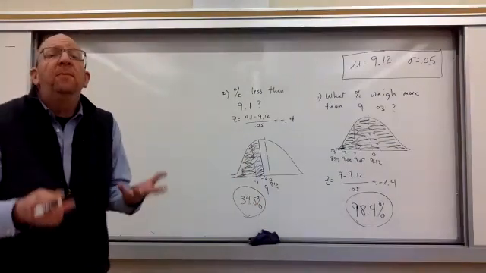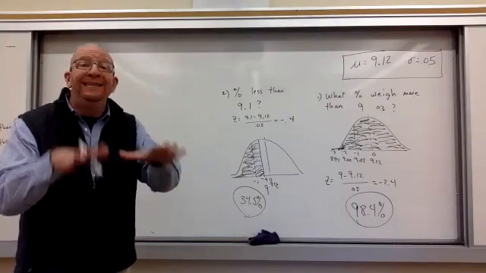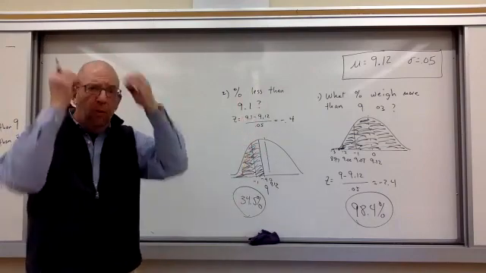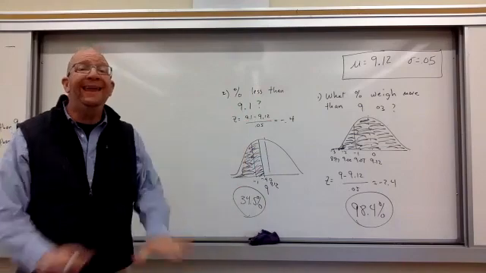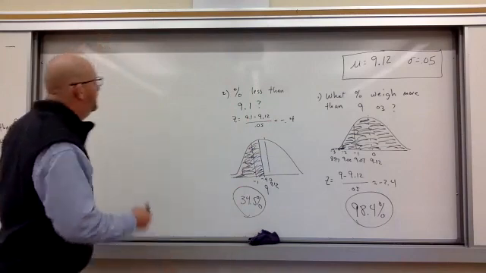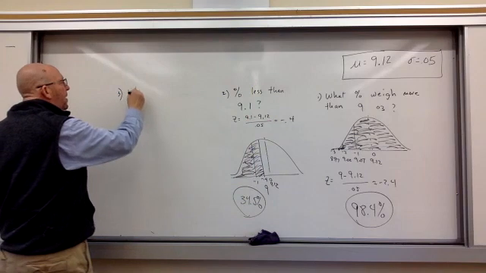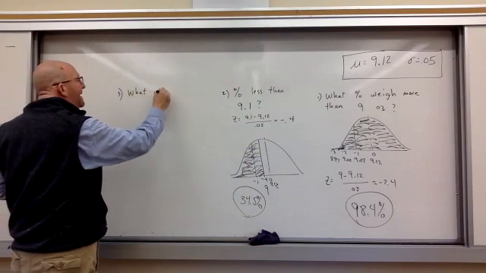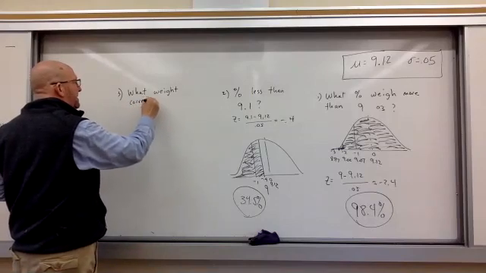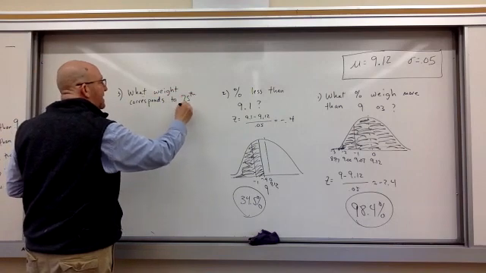Okay, so this is the beauty of the normal curve. Once I assume data is normally distributed, that means it follows this pattern. Whoa, and you can get anything you want. All right, let's do one last one. Let's say I wanted to find what weight corresponds to the 75th percentile.